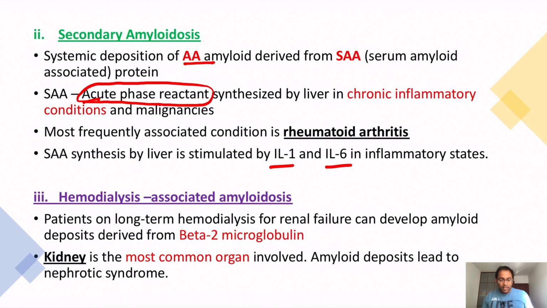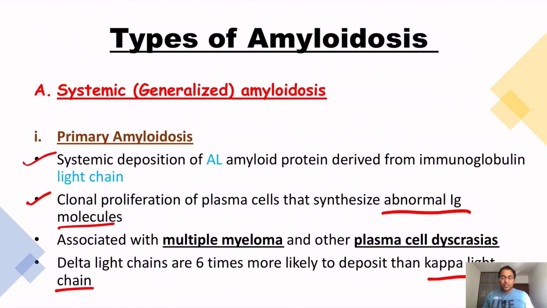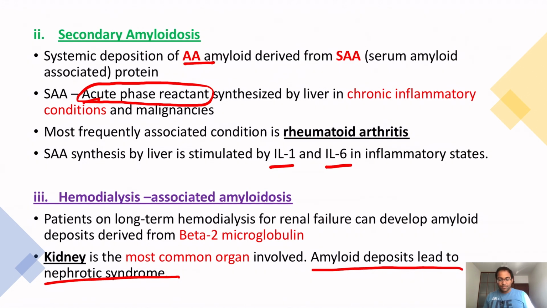Now the last type is hemodialysis associated amyloidosis. Here patients on long-term hemodialysis, after chronic kidney failure, can develop amyloid deposits derived from a protein called beta 2 microglobulin. Kidney is the most common organ involved in amyloidosis. You have to remember this. If in any exam they ask you what is the most common organ to undergo amyloidosis, the answer is kidney. Amyloid deposits lead to nephrotic syndrome. I'll show you a picture in a minute. So I hope you understood systemic amyloidosis and its 3 types.